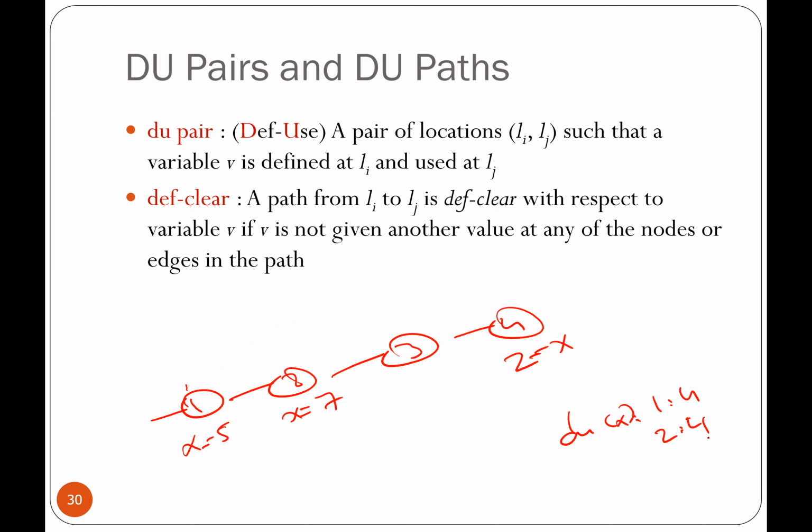However, only two to four is considered a def-clear path, because for the first X, there was a redefinition on my path from one to four. It got redefined again. So at some point later on, we'll see that the one to four part in our coverage criteria, we're not going to care about very much, because it's absolutely useless. All right? So this is what we call a def-clear path.